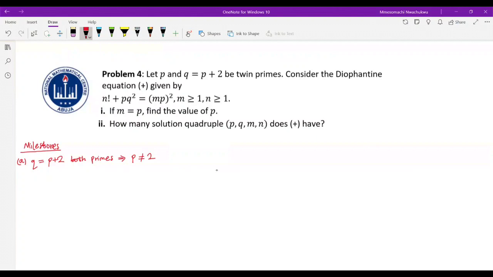Okay? So now, B. Obviously p is less than q, so we have to observe that p is less than q. And then C. So let's look at n!. Let's look at this Diophantine equation modulo p.